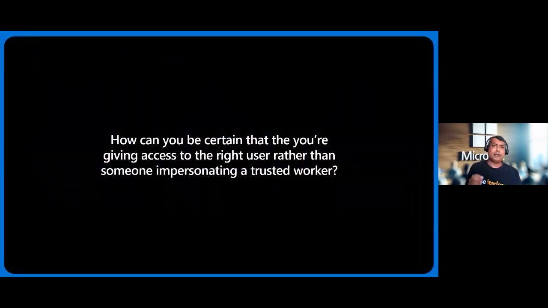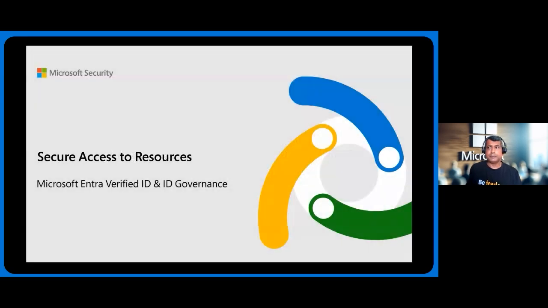I think the million-dollar question is, how can you be certain that you are giving access to the right user rather than someone impersonating a trusted worker within your organization? So with that, I just wanted to quickly show you a demo of how you can use Entra Verified ID and identity governance to actually secure your resources. And what we'll do is we'll go through this recorded video and then we'll pull it apart and see how you can actually configure this within your own organization.